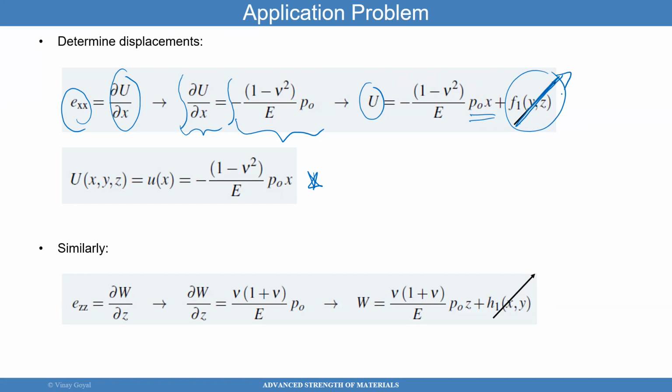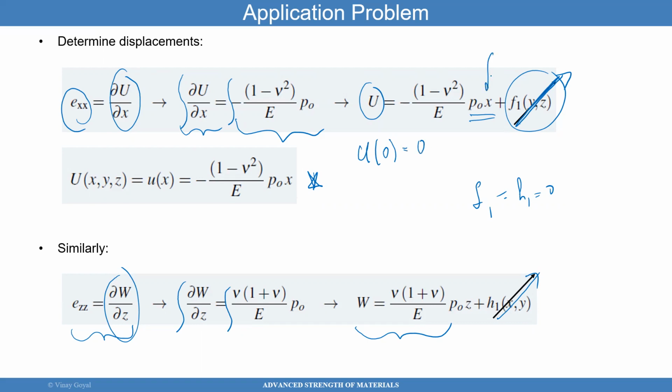Similarly, you can find the deflection in the W direction, in the Z direction. The strain in the Z direction is this. I can integrate this with respect to Z, and then that'll give me W equals that. And then this goes to 0, and I can explain why F1 and H1 are 0. You can find that by, for example, saying the deflection U is 0 at x equals 0. Because if x is 0, I can say the deflection is 0 at that point.